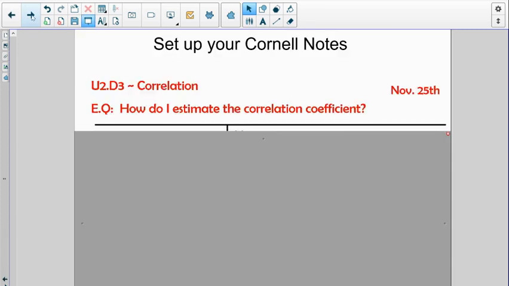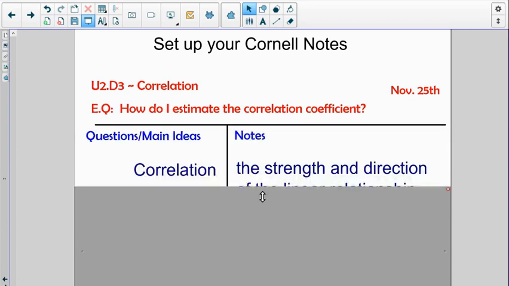So I'd like you to take a moment to set up your Cornell notes for today. You may want to pause the video as you write things down before I move on to the next item. So day 3 is called correlation, and this should be the 25th today. And our essential question is, how do I estimate the correlation coefficient?